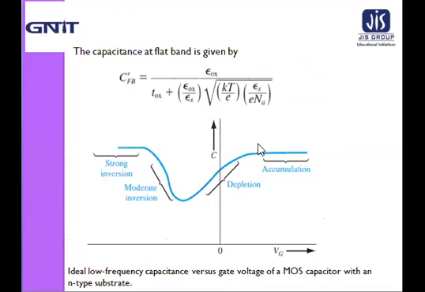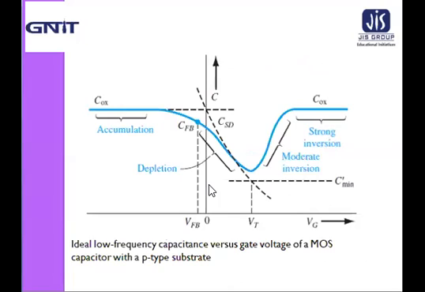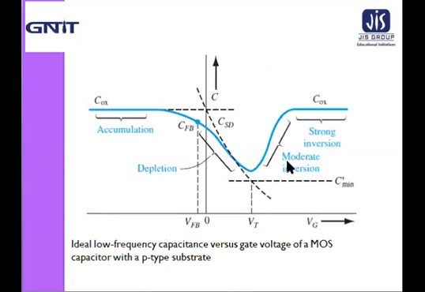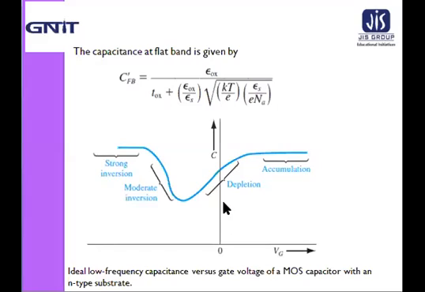And before that, that was the capacitance versus gate voltage of a MOS capacitor for N type of substrate, and that was for P type of substrate. Opposite of this, that is for P type and that is for N type.